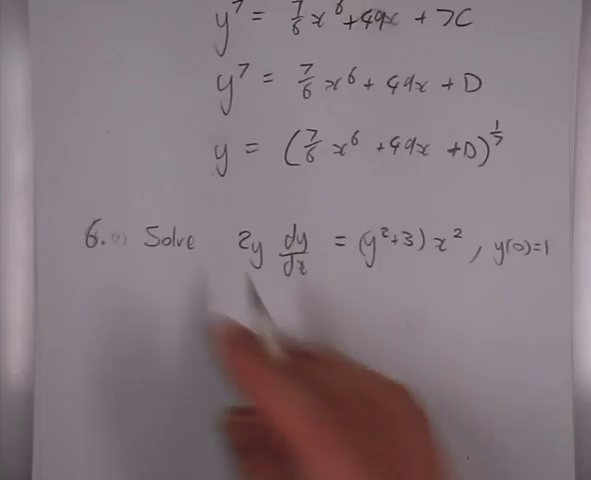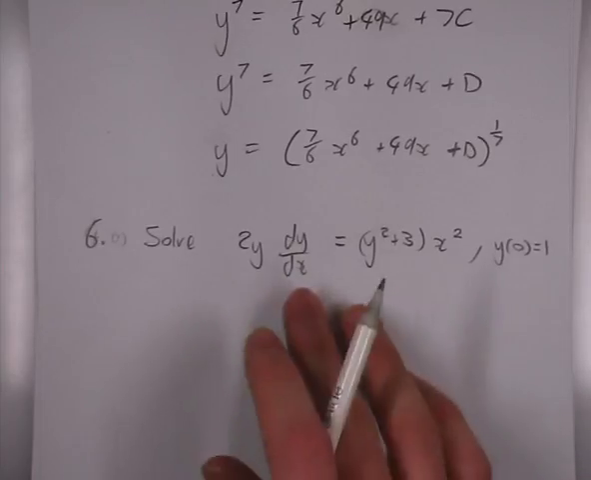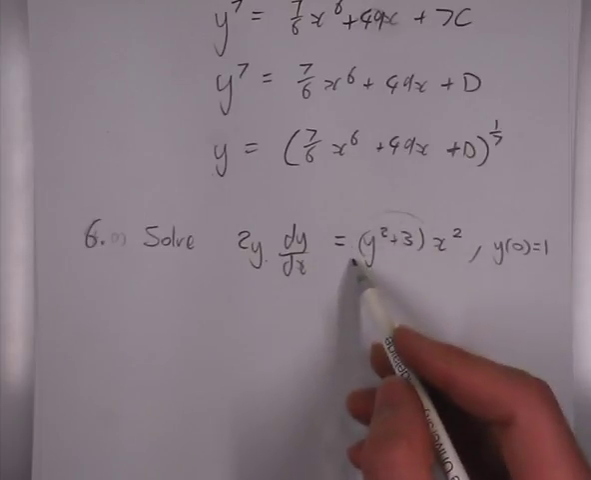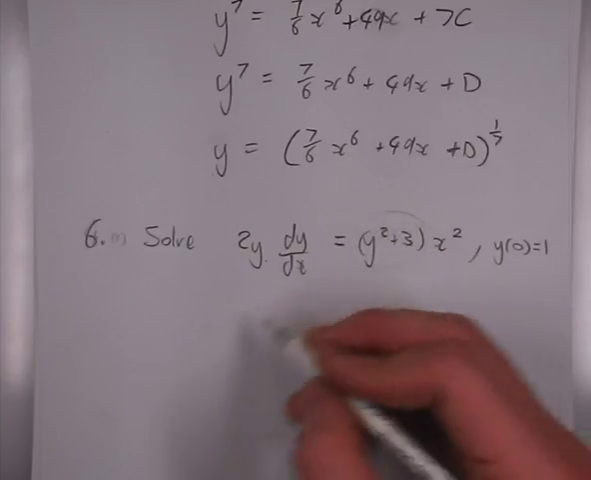So we're going to run with separating it. We need to put all the y's with the y's and all the x's and dx's with the x. So if we divide both sides by that, that'll get the y's off of this left-hand side.